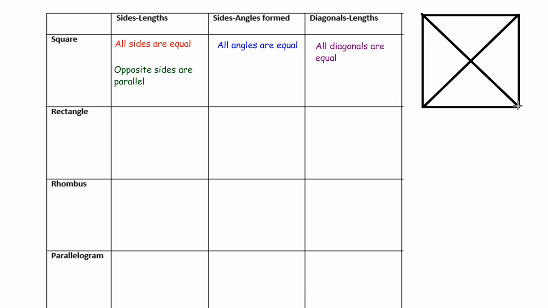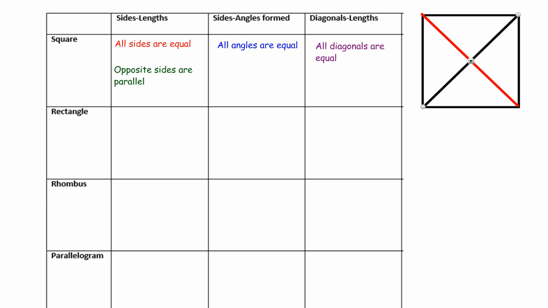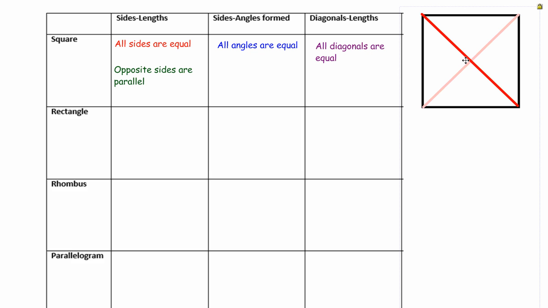All right. So these dark lines that I just drew that I'm going to put into color, into red, this is a diagonal, and this light pink is a diagonal. And if you notice, they happen to cut each other into two equal parts. So this piece and this piece here are equal in length, as well as this piece is equal to this piece here. And that's the special thing about diagonals.